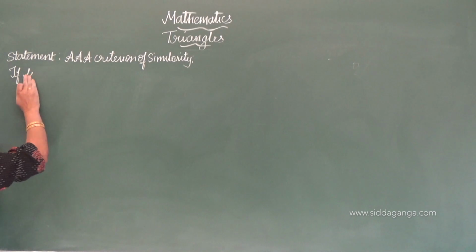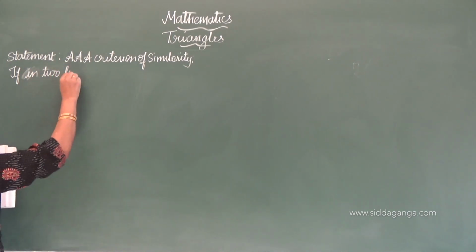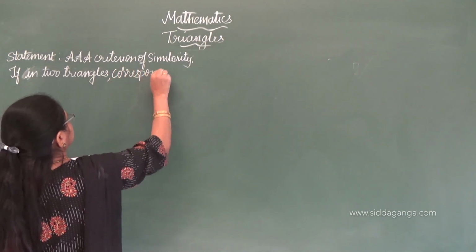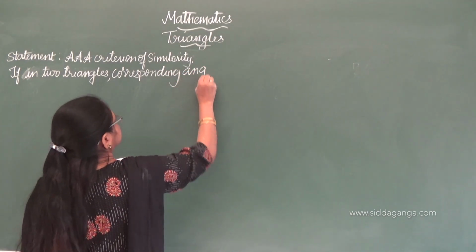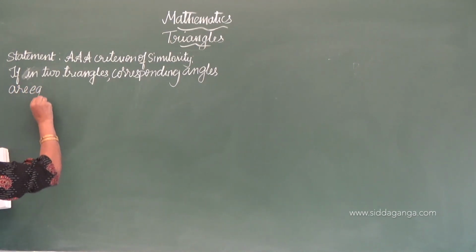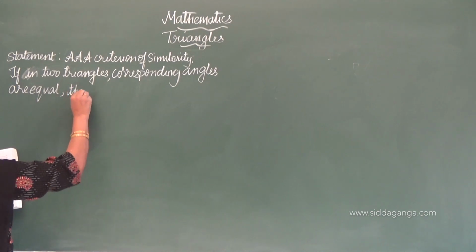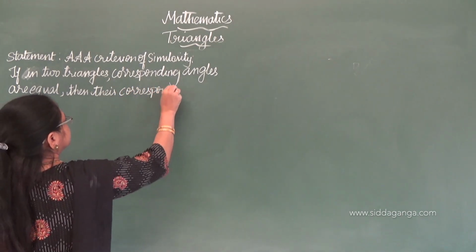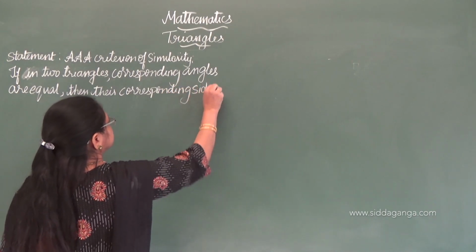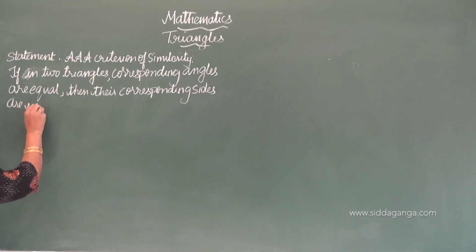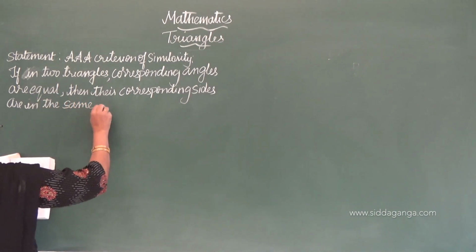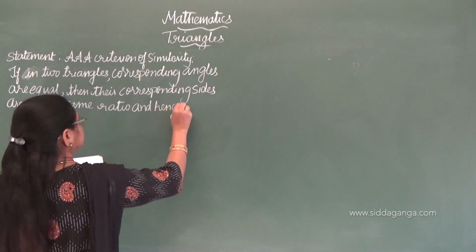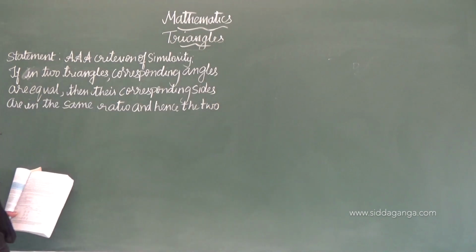If in two triangles corresponding angles are equal, then their corresponding sides are in the same ratio, and hence the two triangles are similar.